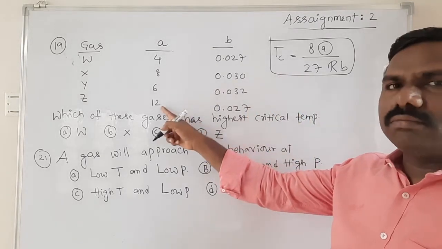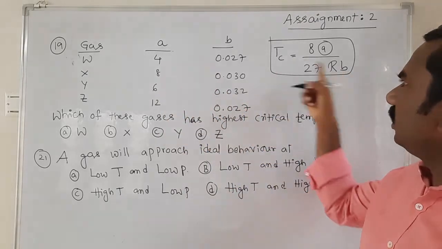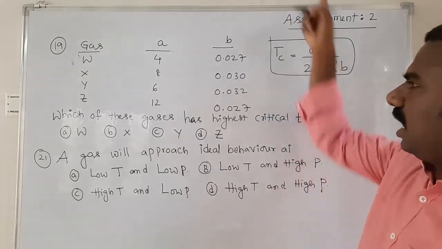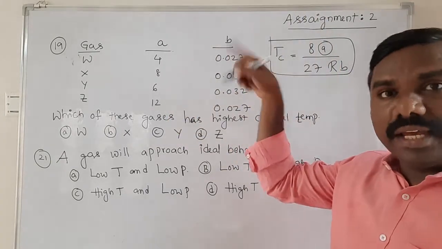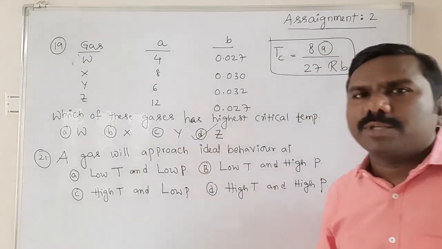The a value 12 is a higher value. The b value is a lower value. B lower, Tc will be higher. A higher, Tc will be higher because it is directly proportional. So the answer is Z. Gas Z is the right option.